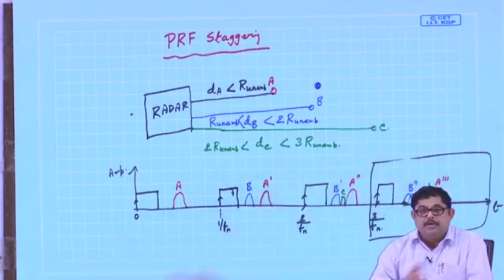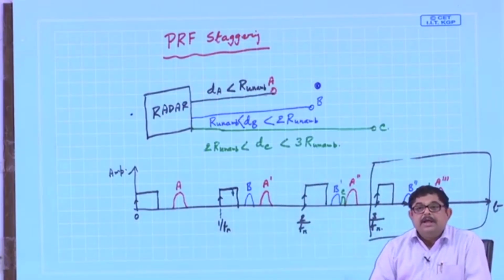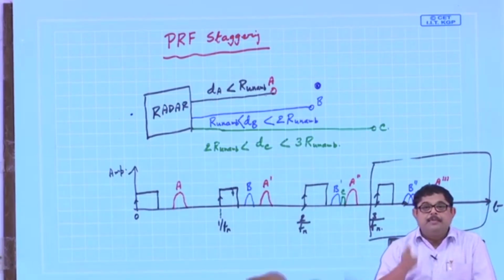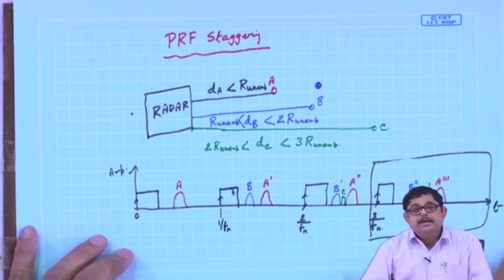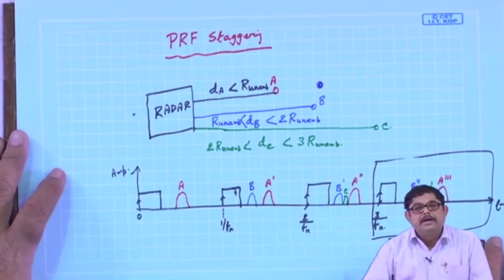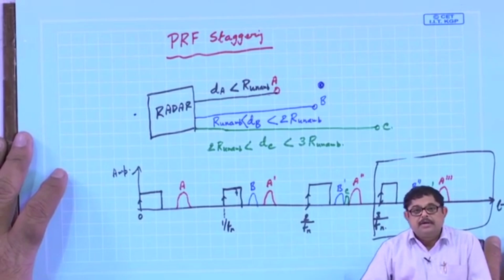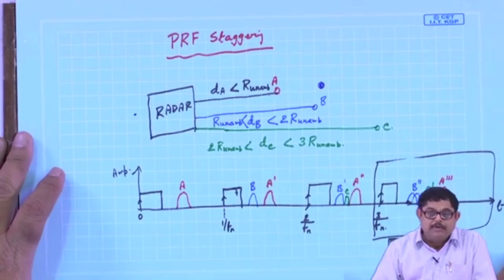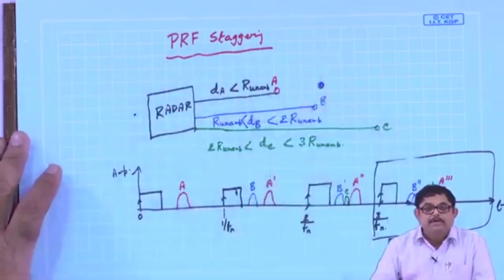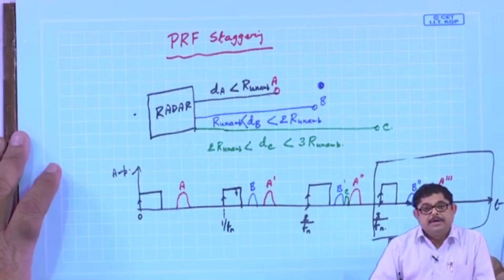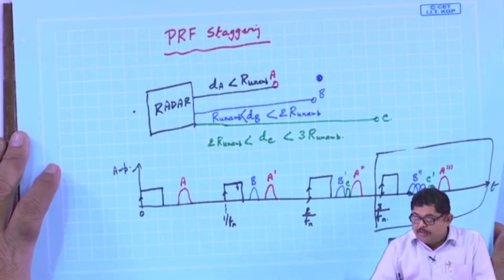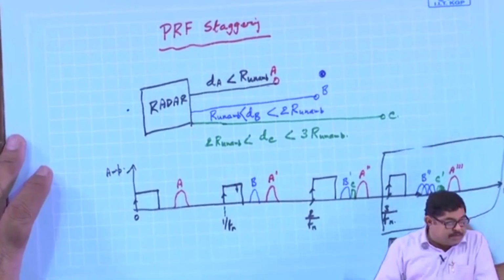That means you change over only 2 PRFs. If a third-time-around echo is also present, then you will have to vary 3 PRFs, etc. This is a very practical method, and the radar can easily find that out and correctly measure the ranges. So, this is the basic concept: the PRF is not fixed. Generally, radars vary the PRF to understand whether there is any ambiguity in the measurement.